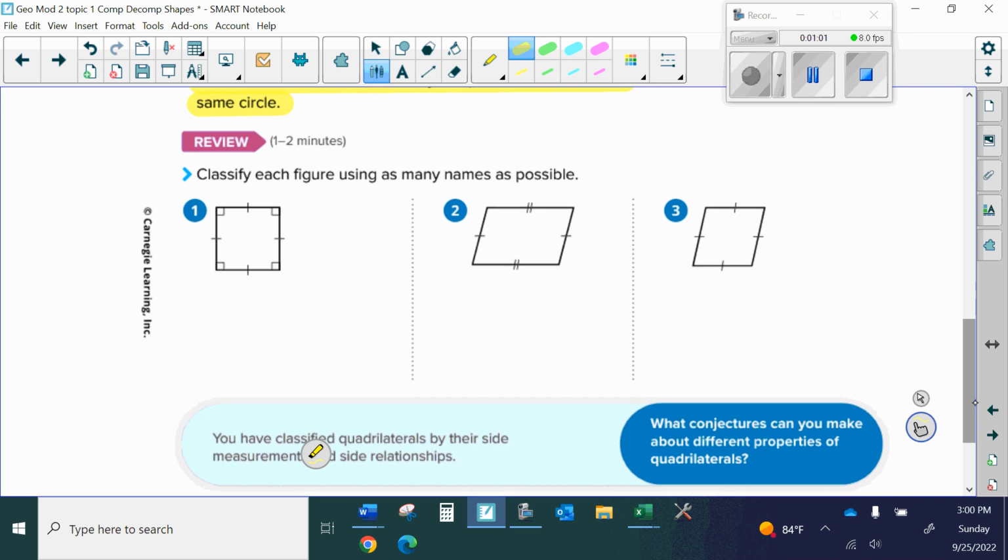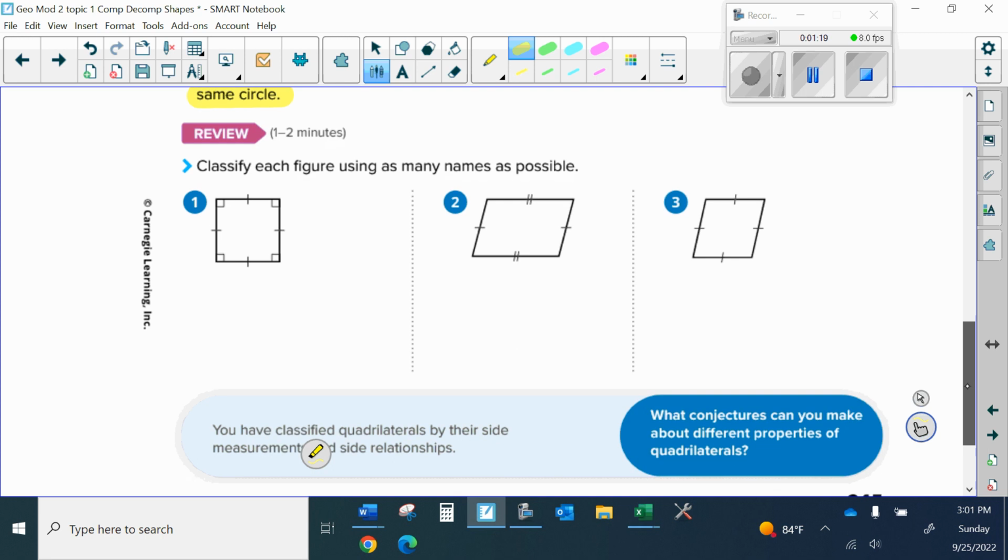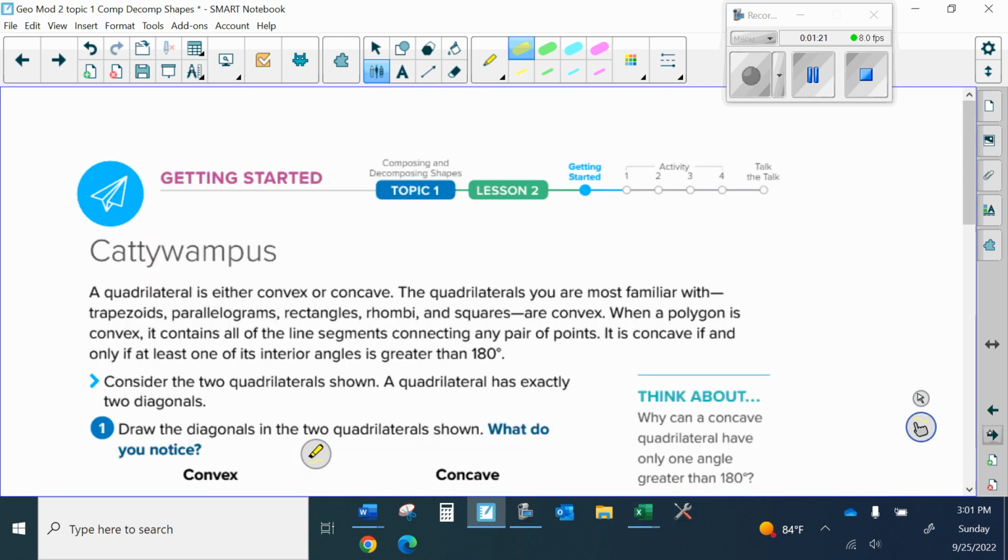All right, go ahead and try to identify these figures with as many names as possible. Remember, before we asked for the most specific name. So that would be the most specific name, but also all the ones above it that it fits as well. That's what it means to use as many names as possible. So go ahead and do those three, compare with your neighbor, and then we'll go on from there.